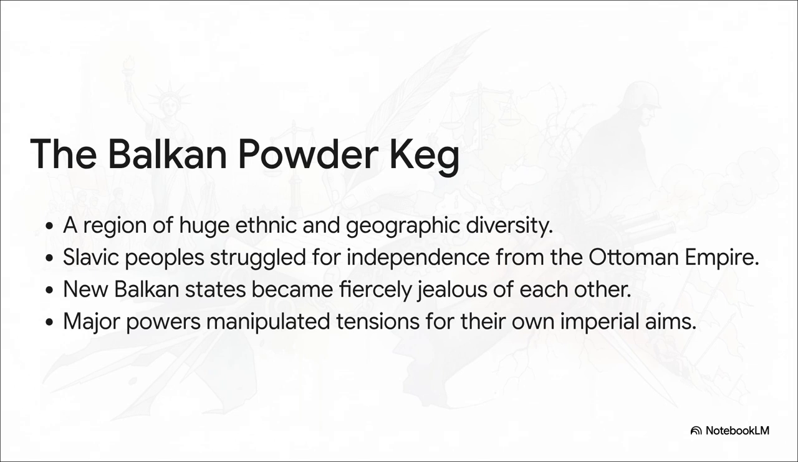And nowhere was this more dangerous than in the Balkans. As the old Ottoman Empire started to weaken, all these different Slavic groups began fighting for their independence. But the problem was, these new nations almost immediately became intensely jealous rivals. And to make everything 1,000 times worse, the great powers of Europe, Russia, Germany, Austria-Hungary, they all started meddling in the region, using these nationalist tensions to push their own imperial goals. The whole area became a literal powder keg, just waiting for a spark.